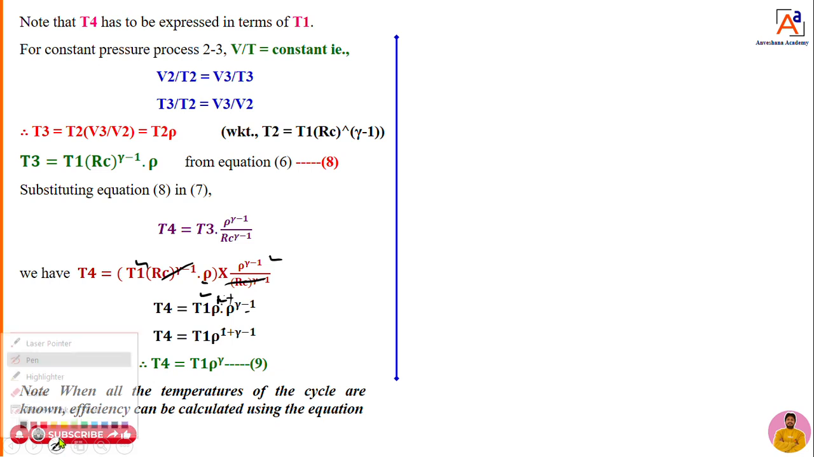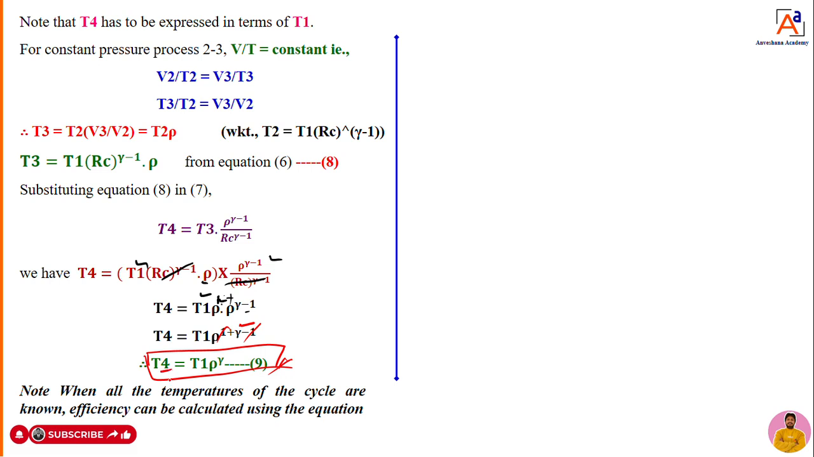Here dear students, you can see this is plus 1 and this is minus 1, so both will get cancelled. Then rho to the power of what? Rho to the power of gamma only. Therefore T4 is equal to T1 into rho to the power of gamma. That we can call equation number 9.